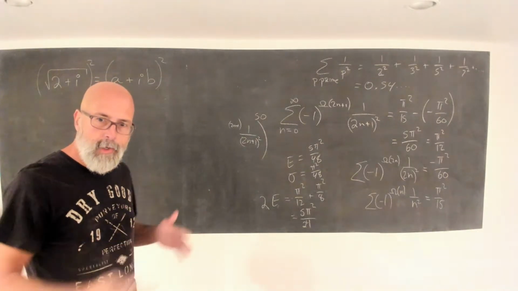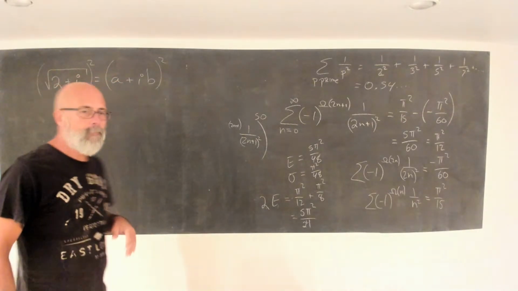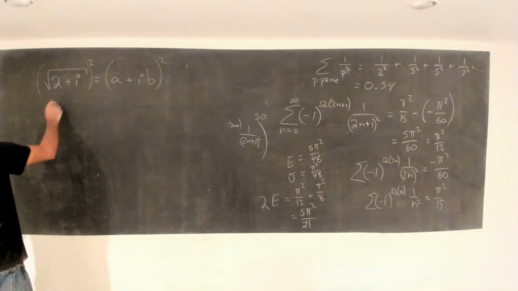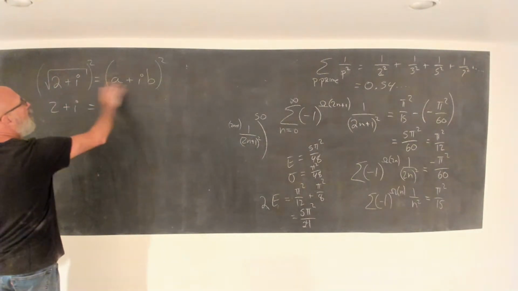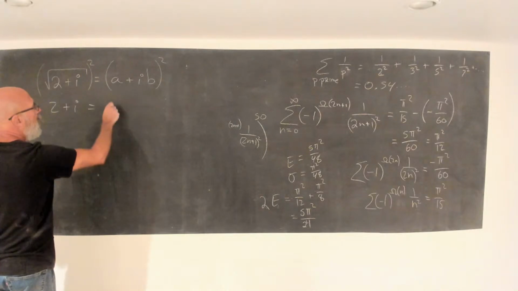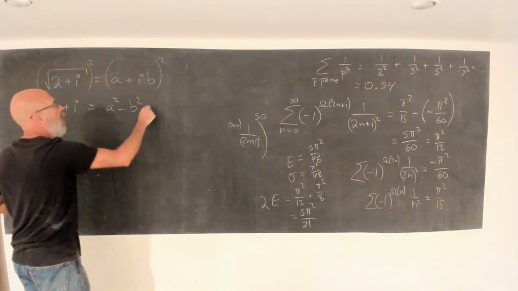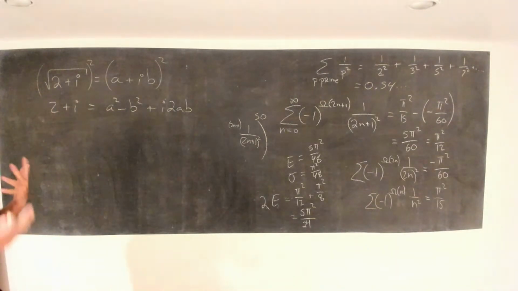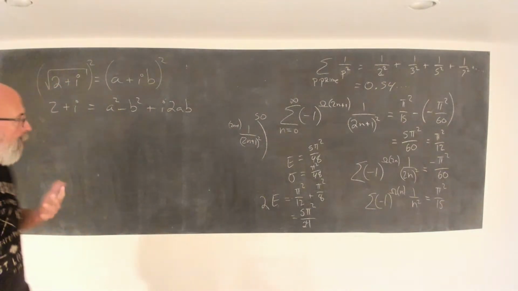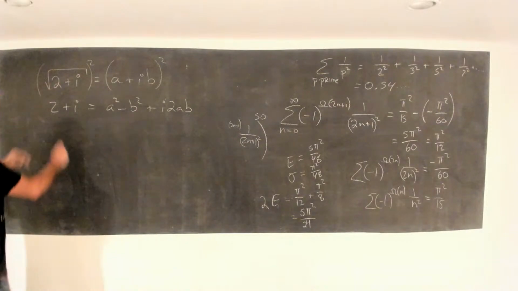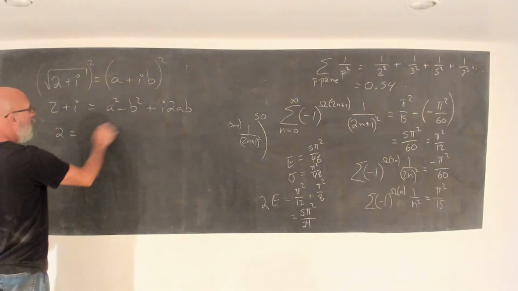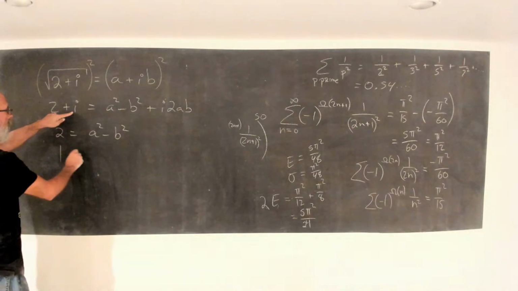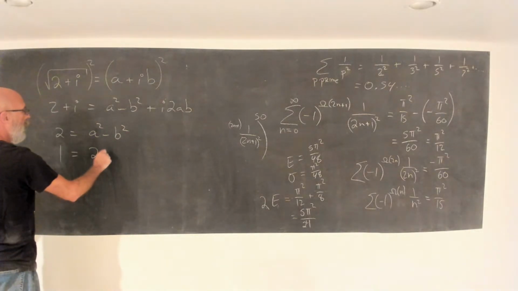Okay. So here if you square both sides, square this, I'm sure you know what it is. It's a squared minus b squared plus i 2ab. And then you equate real and imaginary parts. Real part here, real part there. Imaginary part here, imaginary part there.